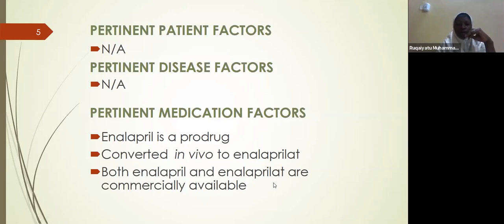So for this question, the medication factors show that enalapril is a prodrug, of course, which needs to be converted by the cytochrome enzymes to the active form, which is enalaprilat. So it is converted in vivo. However, our scientist, as we said, is trying to carry out this research in vitro. So you see why it's important to get the background information. Enalapril is converted in vivo to enalaprilat, and both enalapril and enalaprilat are commercially available. So this is the information we've gathered about the drug.